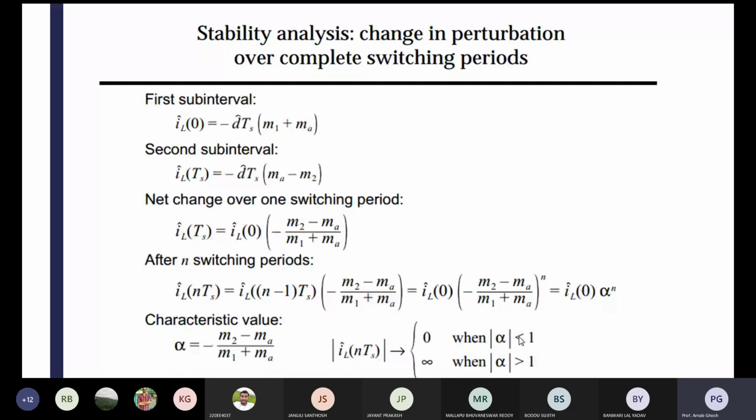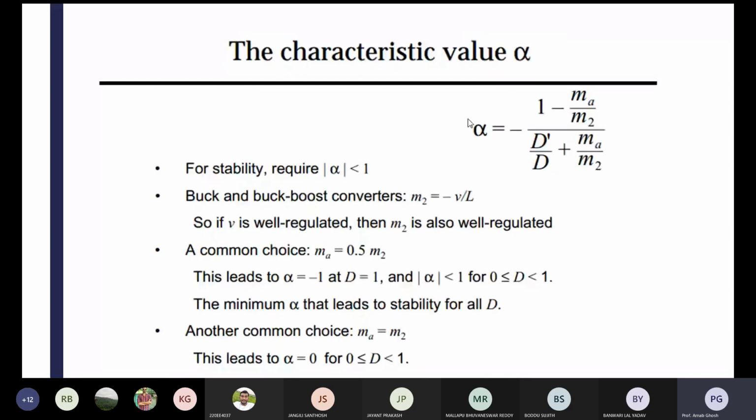Now the characteristic value of alpha: alpha equals minus 1 minus MA by M2 whole divided by D dash by D plus MA by M2. For stability, mod alpha must be less than 1. For buck and buck-boost converters, M2 equals minus V by L, for V well regulated. Well regulated means that even if you give some disturbance to the output voltage, it will maintain the steady state value. Without any disturbance, the regulated value is fixed, constant. That's why it is called well regulated.